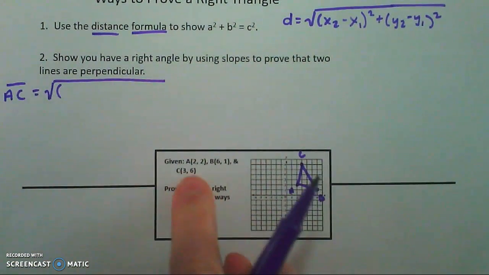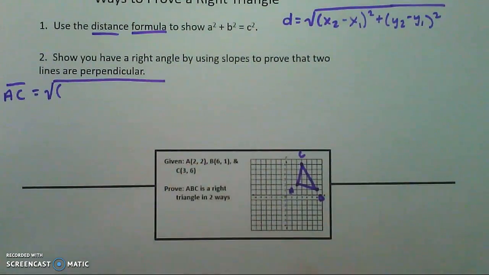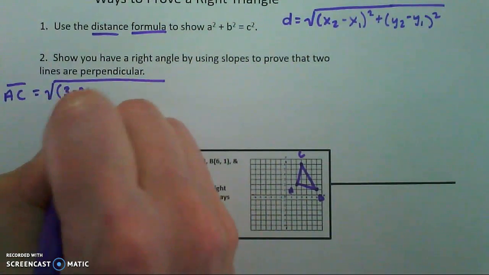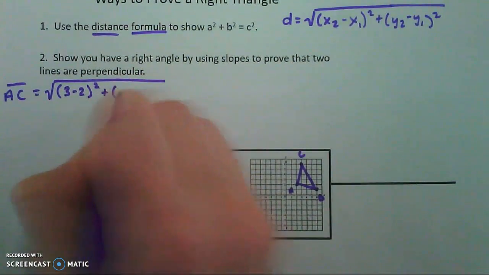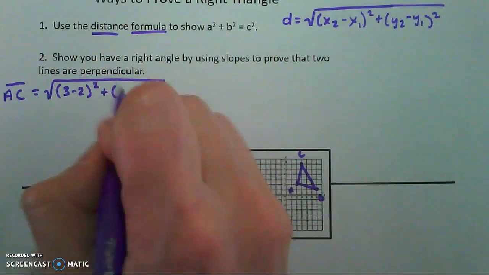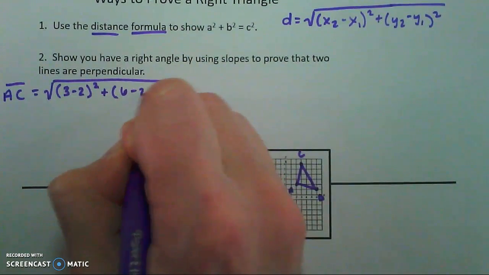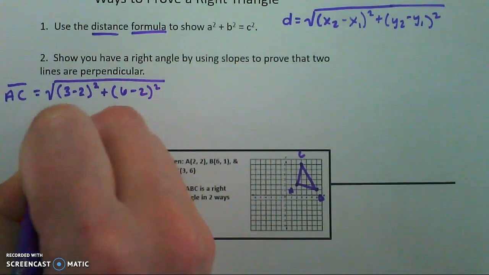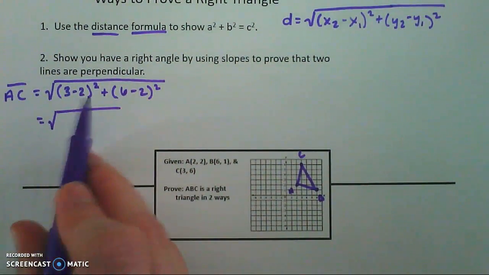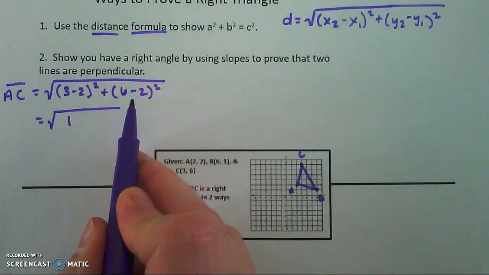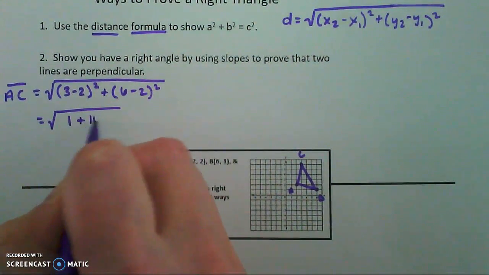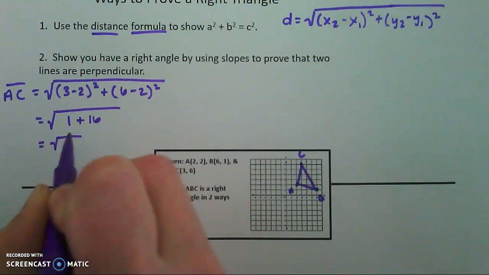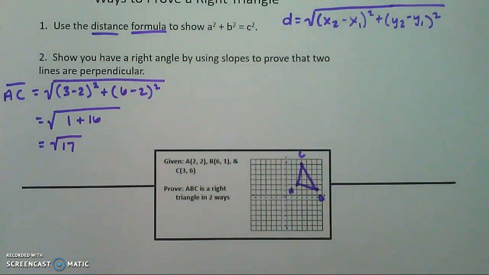So we'll do x2, which is 3, minus x1, which is 2, squared, plus, now we'll do y2, which is 6, minus 2 squared. We can start to simplify this a little bit. Inside the radical, 3 minus 2 is 1, 1 squared is 1, 6 minus 2 is 4, 4 squared is 16. So the length of AC is the square root of 17. Okay, can't simplify that any further, so that is what the length of AC is going to be.